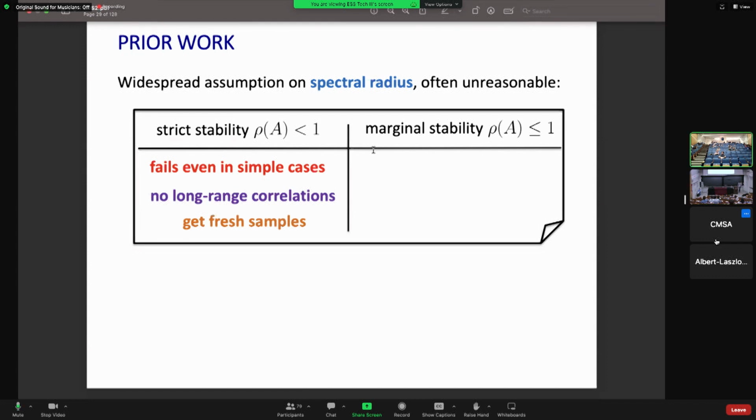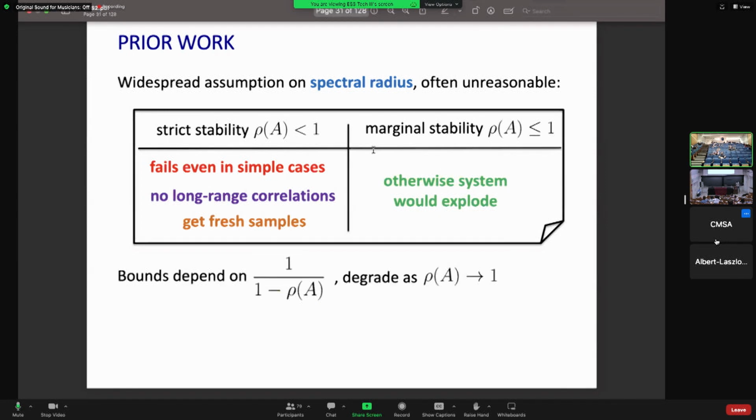So marginal stability doesn't have any of these conditions. That's what makes it so tricky. If you don't have marginal stability, the problem really doesn't make sense in the first place, because it means you have an explosive system. It's just growing in norm exponentially, and then the fact that the noise is some fixed additive amount doesn't even make sense to begin with. So what I'm really going to focus on is what we can do with marginal stability.